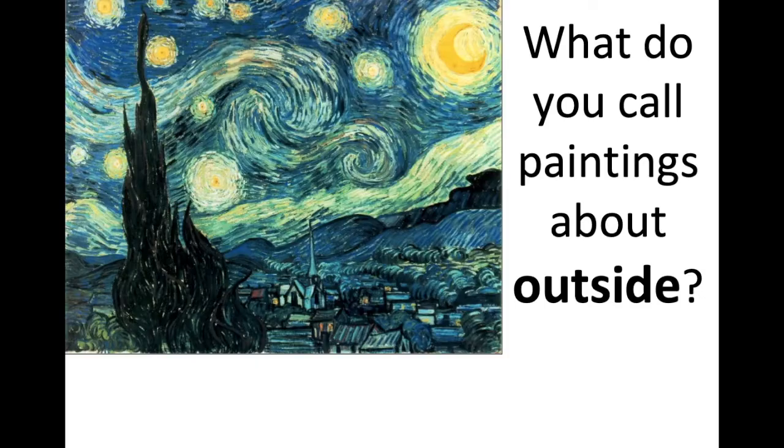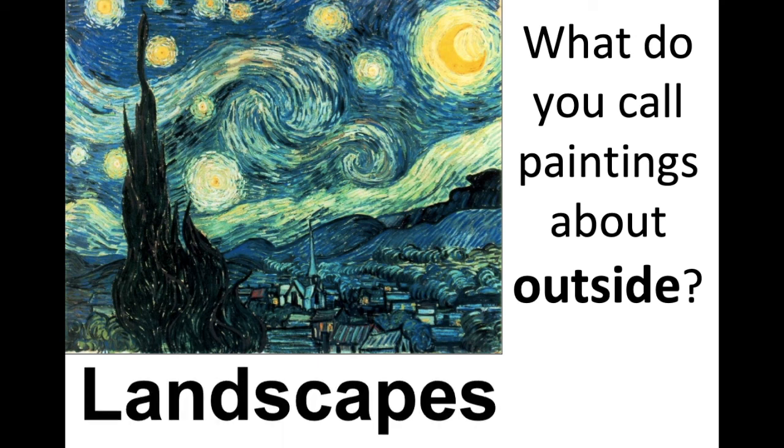For example, what do you call pictures that are about outside? So what do you call paintings about outside? Okay, yeah, they're called landscapes. Landscapes are pictures about the great outdoors. So if you see sky, if you see land, anything, a village or a forest, anything that's pertaining to outside, the subject is about outside, we call it landscapes.